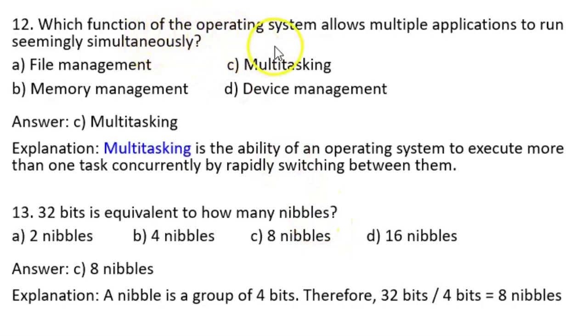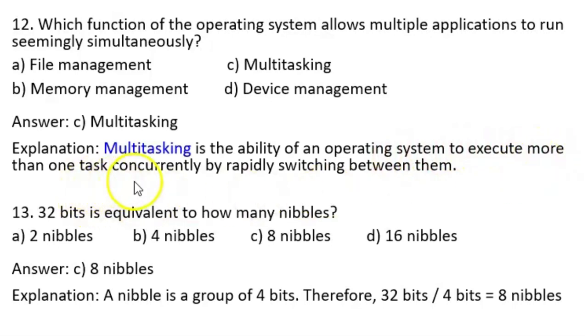Question number 12. Which function of an operating system allows multiple applications to run seemingly simultaneously? A. File management. B. Memory management. C. Multitasking. D. Device management. The answer is C, multitasking.